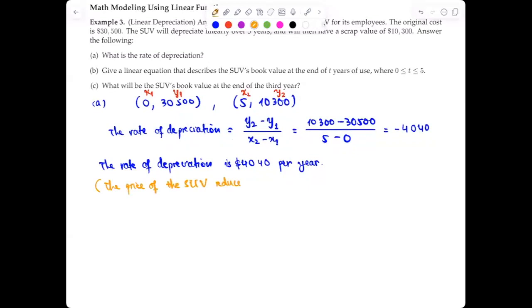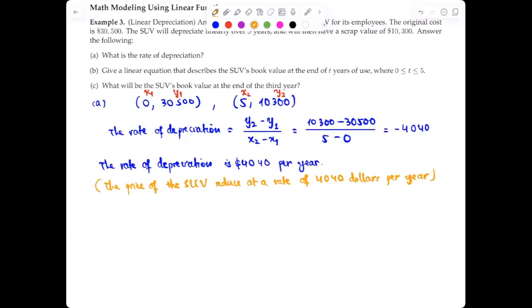at a rate of $4,040 per year. You with me on that?